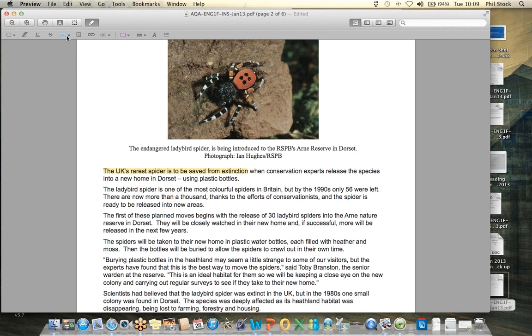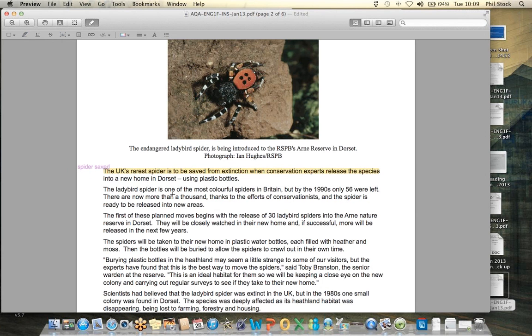particular paragraph. If I'm not sure, if I want to look at a different model, then what I can simply do is just put a little note here about spider saved. And so I've got a little kind of a clue at the side just to remind me of things that I'm reading.